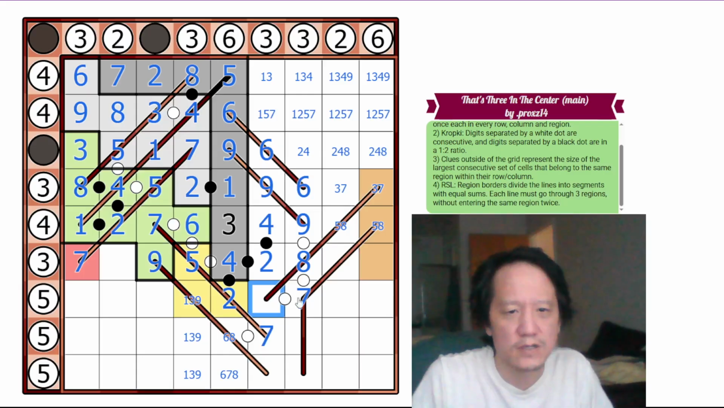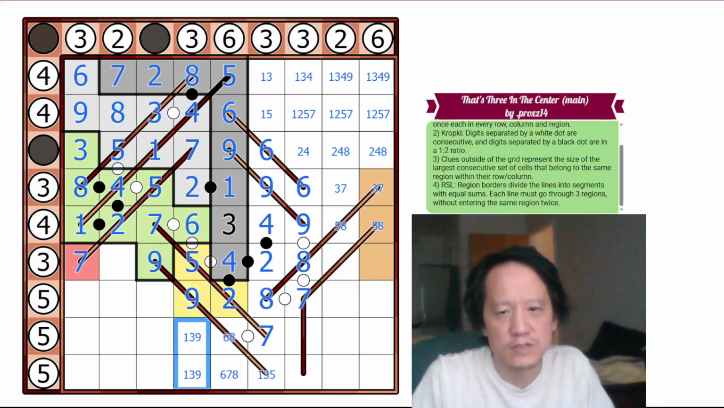7 is only consecutive with 6 or 8, so this is 8. Okay, 7 eliminates 7 here. This is 1, 3, or 5. So these must be adding up to 9. So this must be 9. So this is 9, which means this can't be 9. This is a different set.